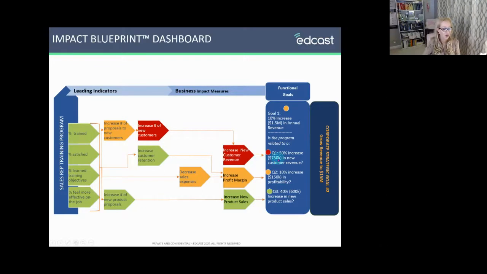So this Q1 goal is in red. We're at risk of not meeting this goal of increasing new customer revenue. And we might not be on track to increase profitability, but we're way on track to increase new product sales. So that would make our overall goal a yellow. Now we might need to go back and tweak the program or invest in other areas to achieve our goal of a $1.5 million increase in annual revenue.